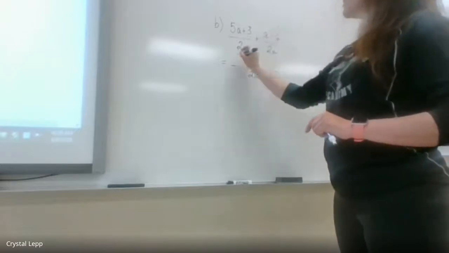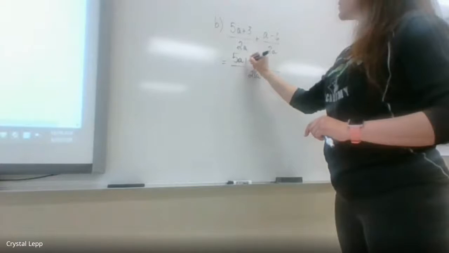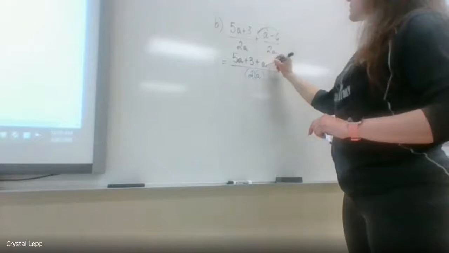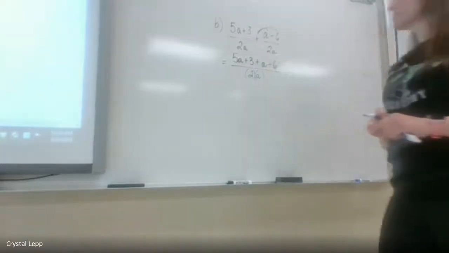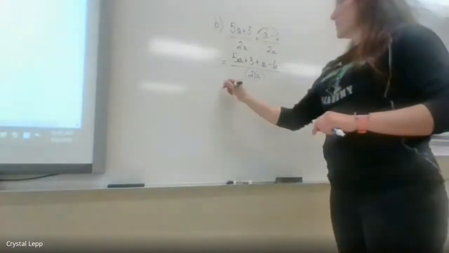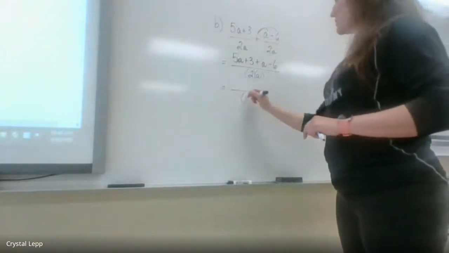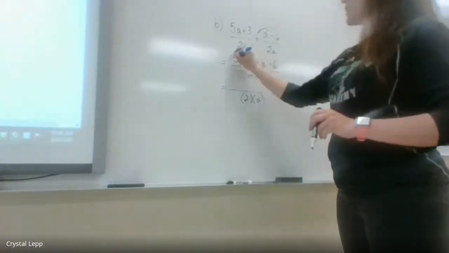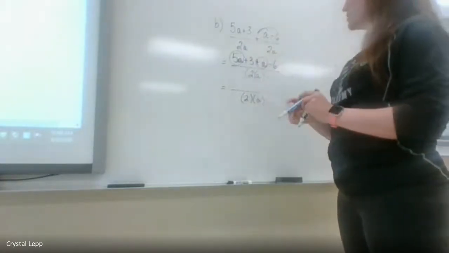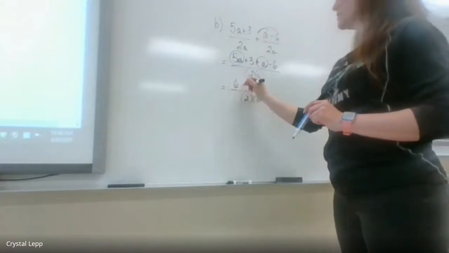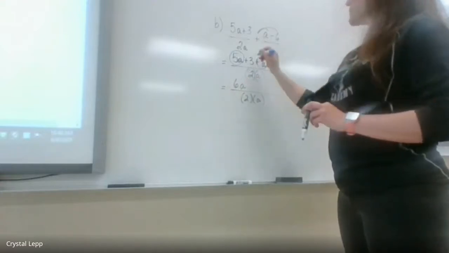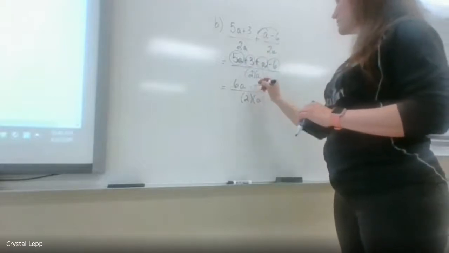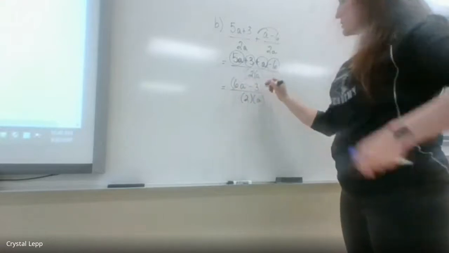And I can rewrite the top, 5a plus 3 plus a minus 6. When I add, it doesn't change my signs. So now I can rewrite my denominator. I have a 2 and an a, and then I collect like terms in the top. So I get 5a plus a, which is 6a, not 4a. And then 3 minus 6 is negative 3.